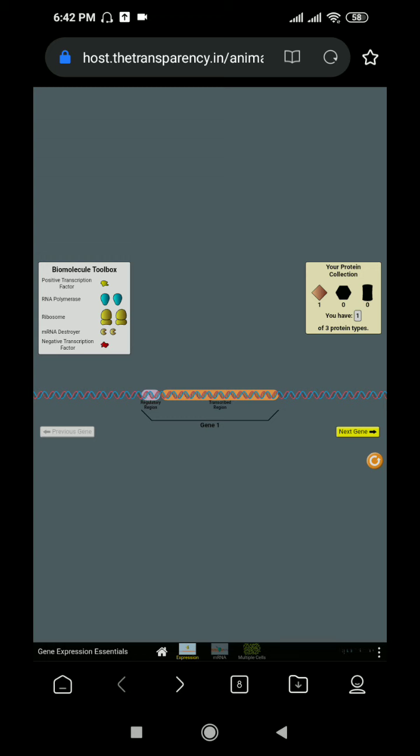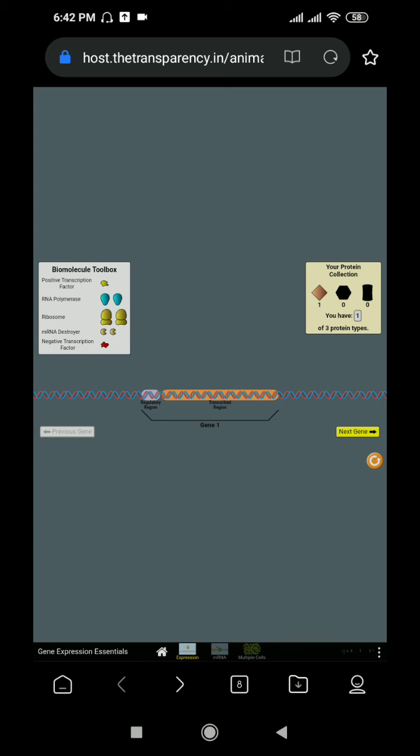In this video, we'll learn about the process of gene expression. Gene expression takes place in two stages. The first stage is formation of single-stranded mRNA from a double-stranded DNA, which is known as transcription. The second stage is formation of proteins from the single-stranded mRNA, which is known as translation.